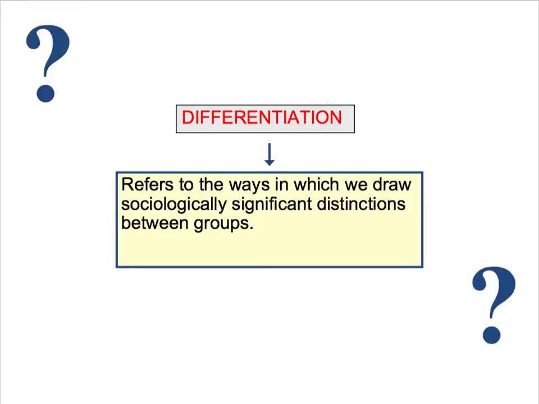Now, a related concept is also social differentiation. This refers to the ways in which we draw sociologically significant distinctions between groups. This is done on the basis of things like social class, gender, ethnicity, and age. These things tend to be closely related to different forms of social inequality. This is very useful because it allows us to aggregate the different types of inequalities, the different types of life chances experienced by particular sections of the population.